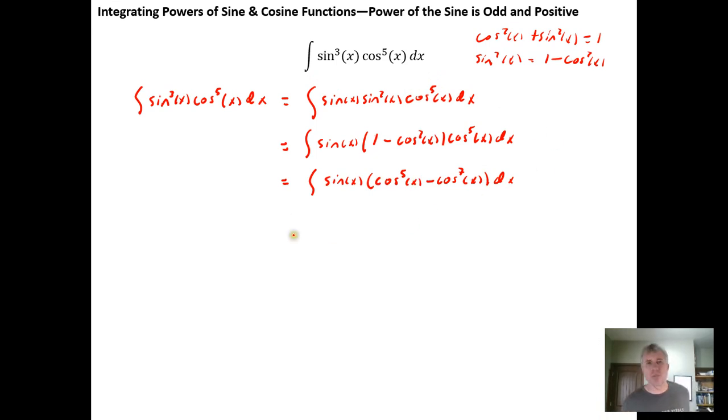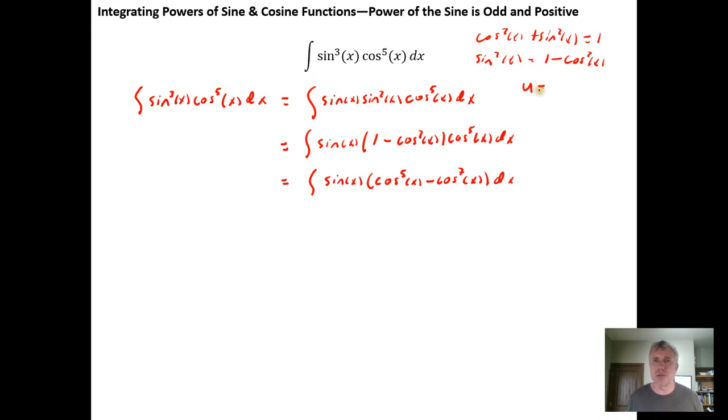There's a couple different approaches we could take. We could say let's do the u substitution. That would be one way to do this. We could also integrate this without doing a u substitution. So it's a little bit of a personal preference.